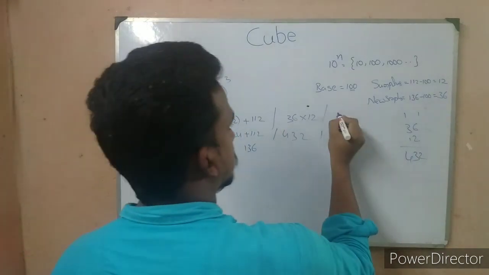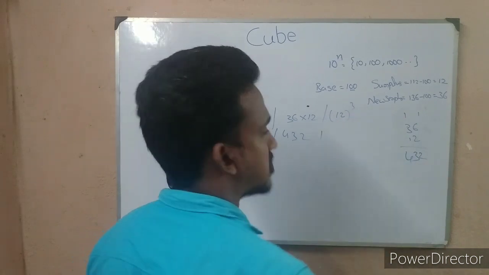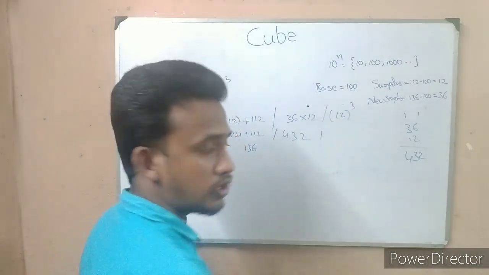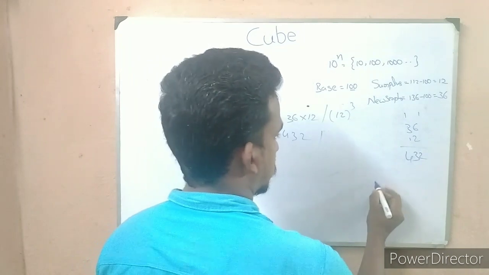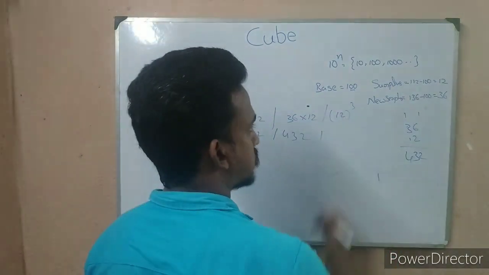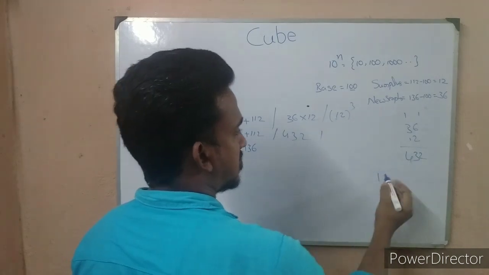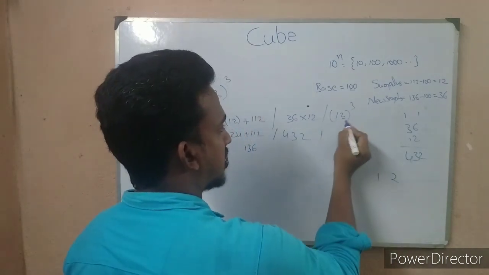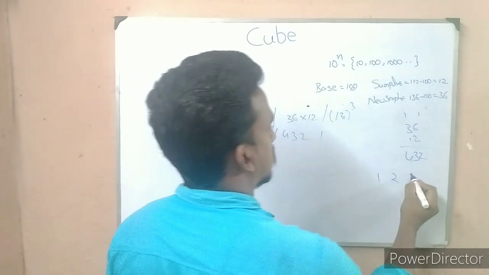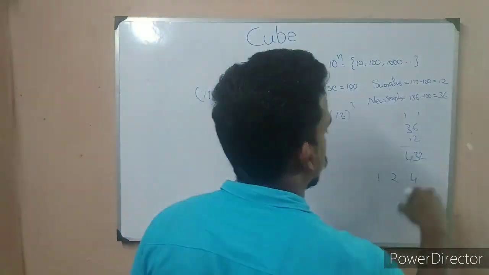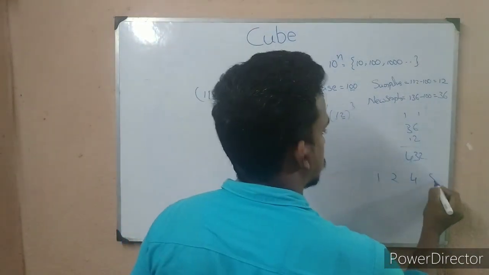The last one is that I have to cube this number. We know how to cube a 2-digit number. So the cube of 12: the next step is to square the first number and multiply it with the second number, which will become 2. Square the second number, multiply with the first number, which becomes again 4, and cube the last number, which is 8.